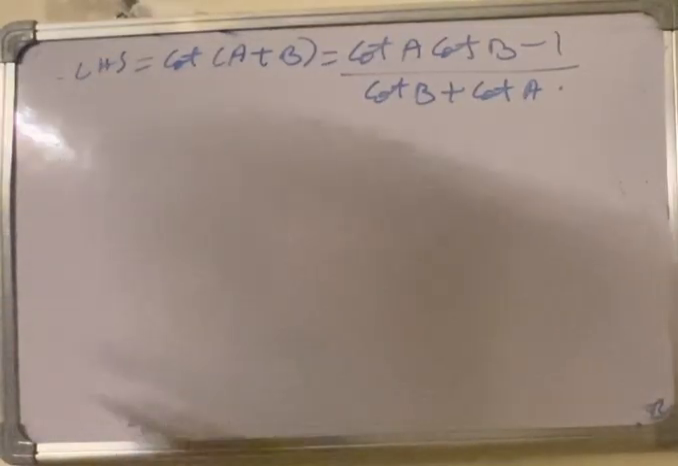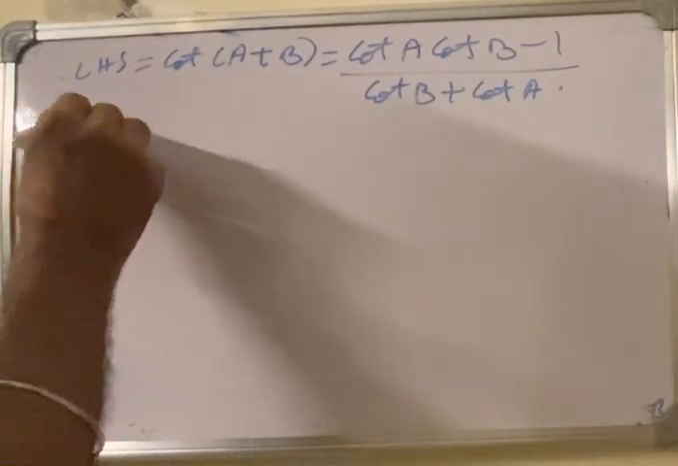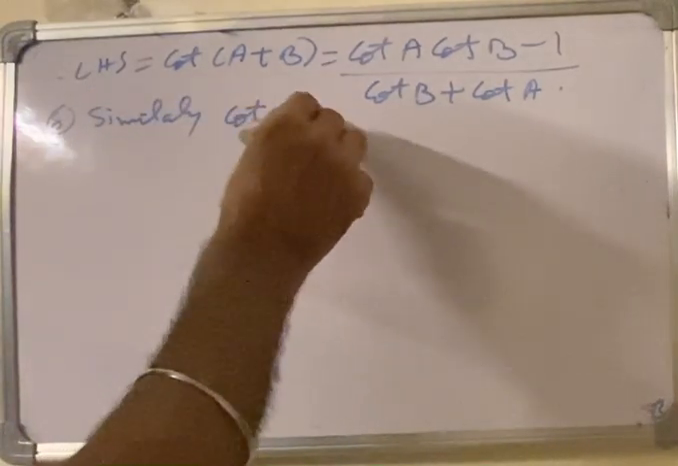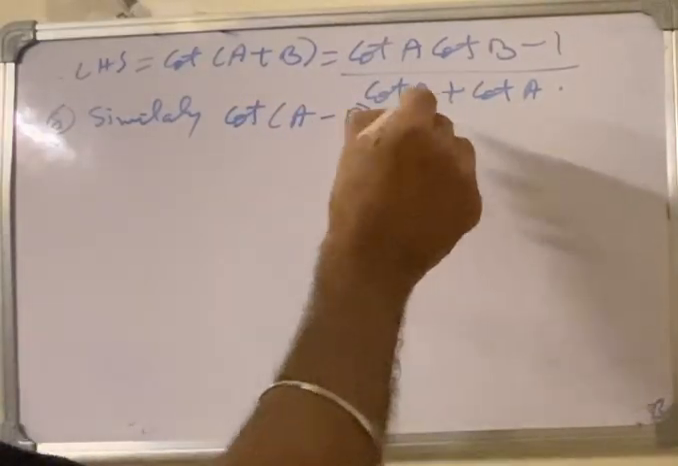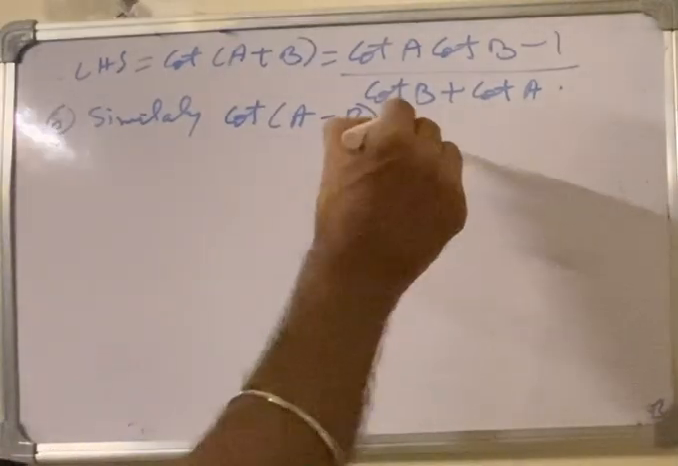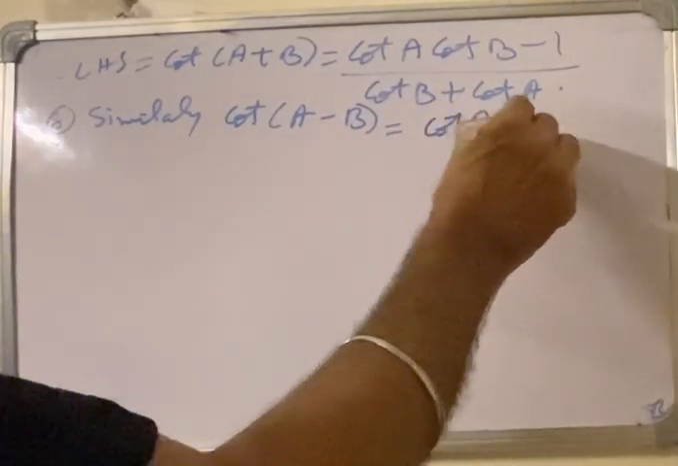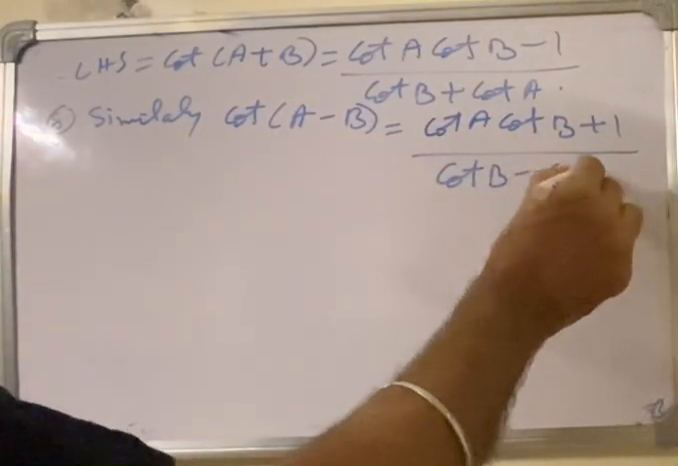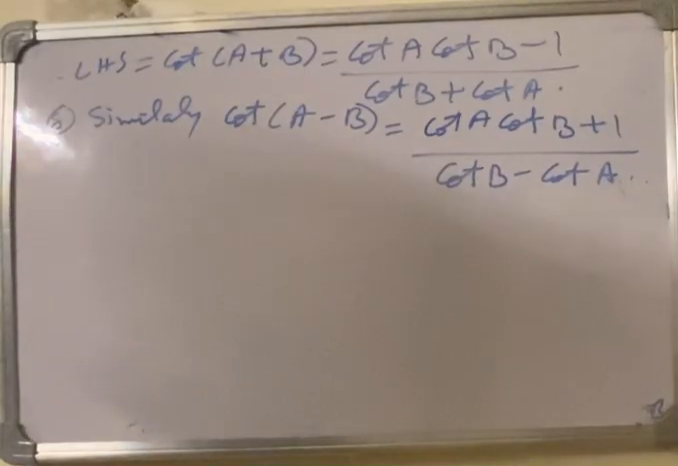Then next, exactly in the same way we can prove similarly cot A minus B, cotangent of difference of two angles, is cot A cot B plus 1 over cot B minus cot A. So this is about the sum and difference of cosine, sine, tangent and cotangent trigonometric functions.